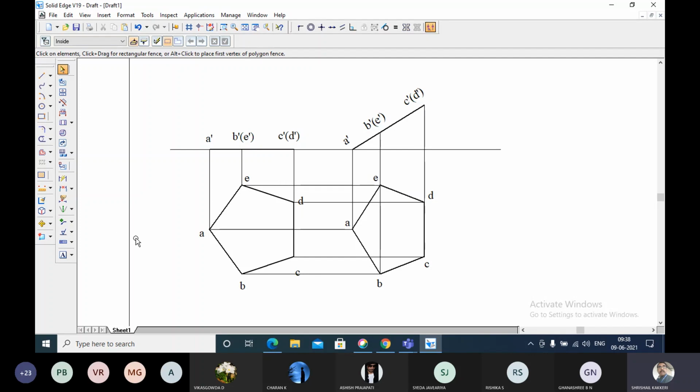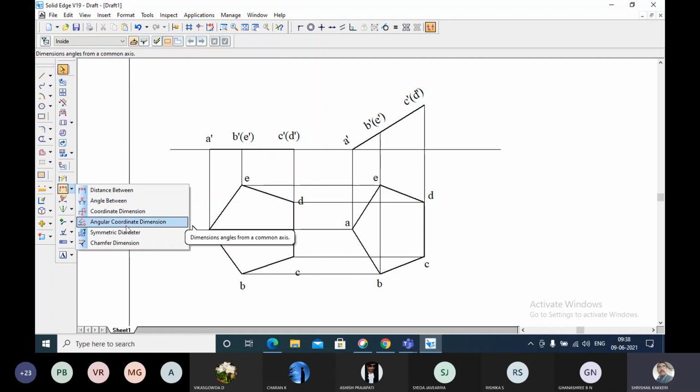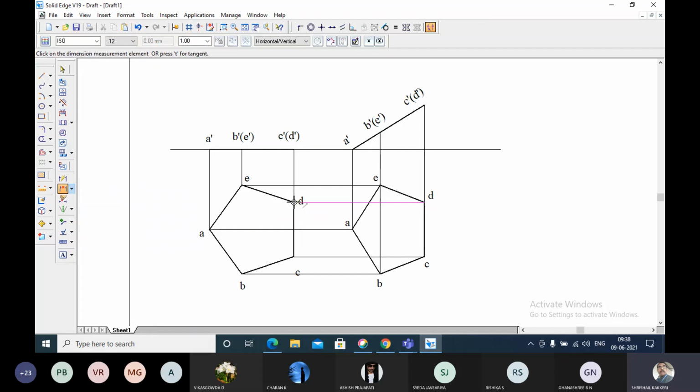Now what I did: a pentagonal lamina of edges 25 mm is resting on one of its corners on the ground. A is the corner on which it is resting, and the edge opposite to the corner on which it rests. Which is the edge? The edge is CD. CD is the edge opposite to the corner on which it rests. So the CD I have taken.